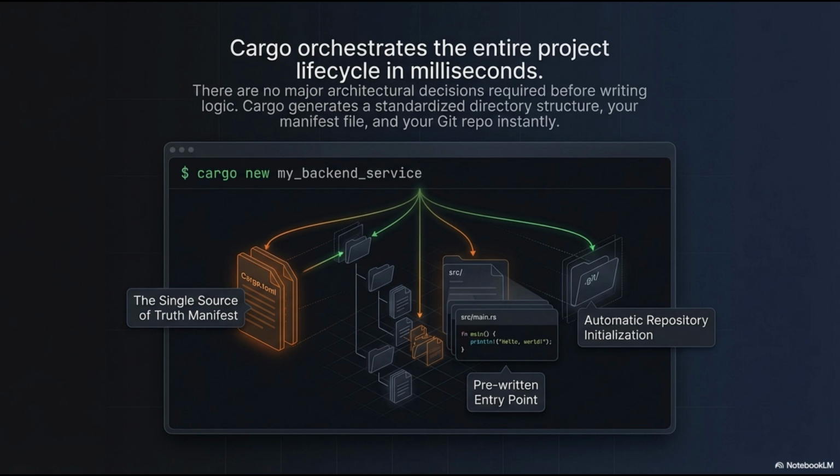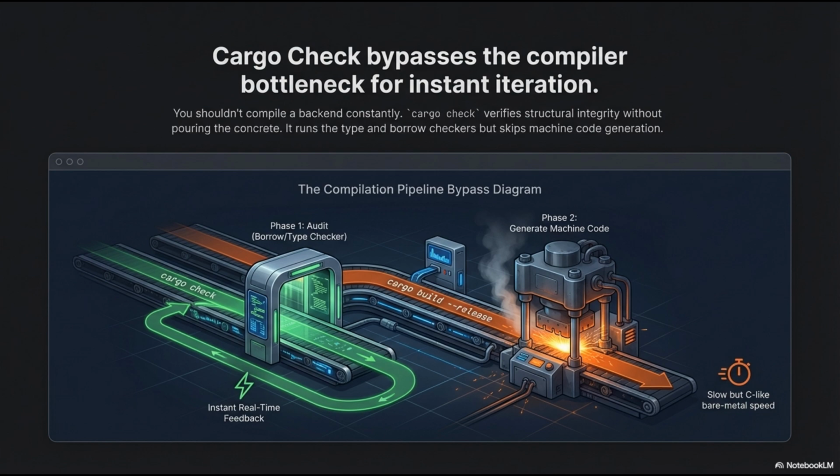But Rust anticipated this iteration bottleneck. So to answer your question, no, it doesn't slow you down, because you actually shouldn't be running cargo build every time you change a line of code. Wait, I shouldn't? No. Instead, you use a command called cargo check. Cargo check. Okay, how does that solve the speed problem? Well, think about what a compiler actually does. It has two main phases. First, it analyzes your code to make sure it's semantically correct. In Rust, this means it runs the type checker and the famous borrow checker.